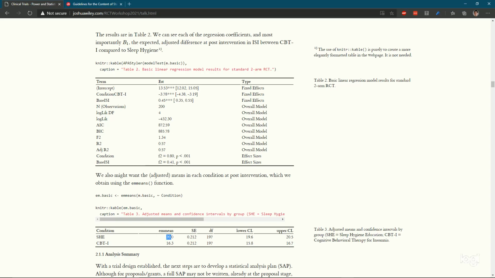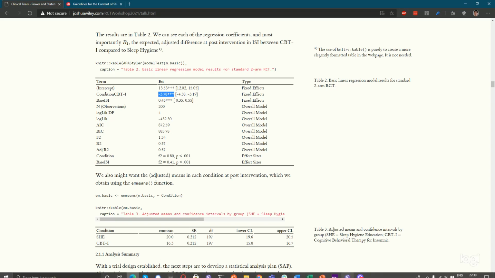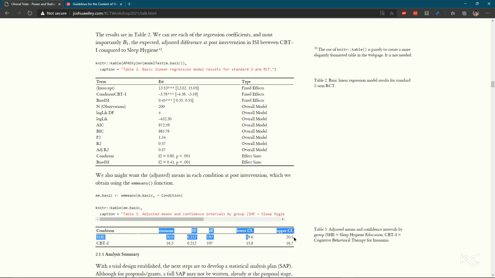And here you can see the estimated mean for the sleep hygiene education condition at post-intervention is 20, and the estimated mean for the CBTI condition, 16.3. So CBTI is significantly lower than sleep hygiene education, 3.78 units specifically. Both still high if these were actual ISI scores. You also get the 95% confidence interval for both of those means.